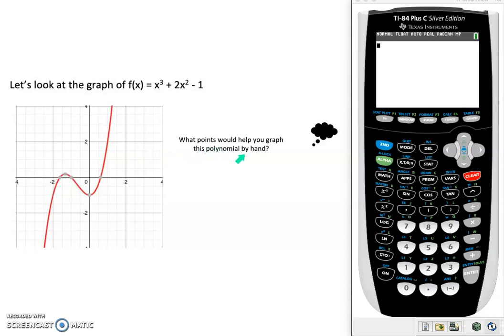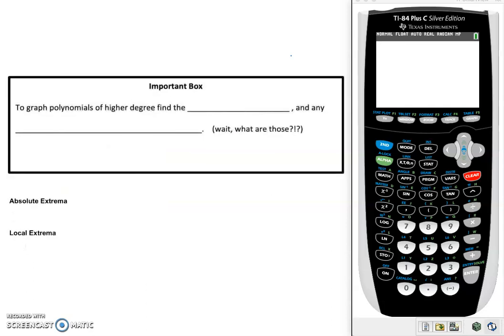So if you think about what points would help you sketch this polynomial by hand, hopefully you're thinking, well, the zeros would, as well as these peaks and valleys, which we are going to call extrema. So to graph polynomials of higher degree, find the zeros and any extrema. So let's talk, what on earth is extrema? It's simply like your peaks and your valleys in your curve.